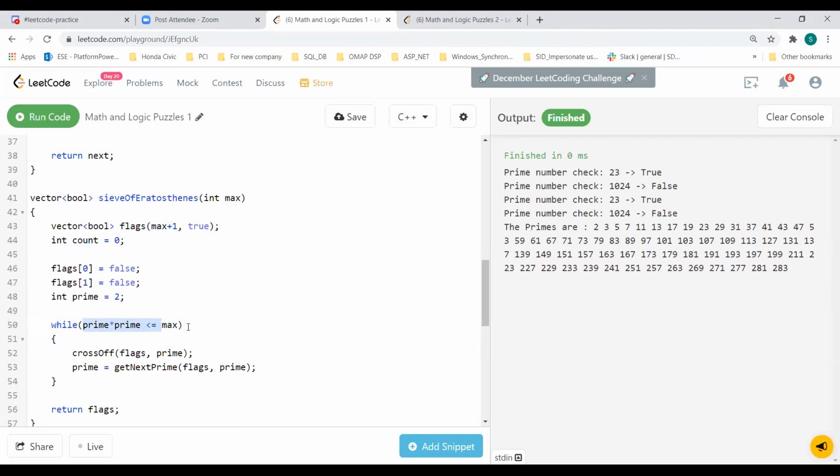Either of them works. No, but is that really square root? Because when we get the next prime, it's not like we go one by one, right? It could jump many places to go to the next prime. Right. So maybe less than the square root.